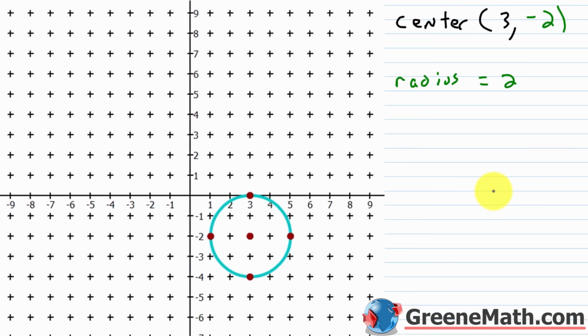So again, the center occurs at 3, negative 2, and the radius is 2. So I go 3 units to the right and 2 units down. This is my center. And then I would make 4 points. So I'd use my radius, which is 2, to go up by 2 units, to go to the right by 2 units, to go down by 2 units, and go to the left by 2 units.